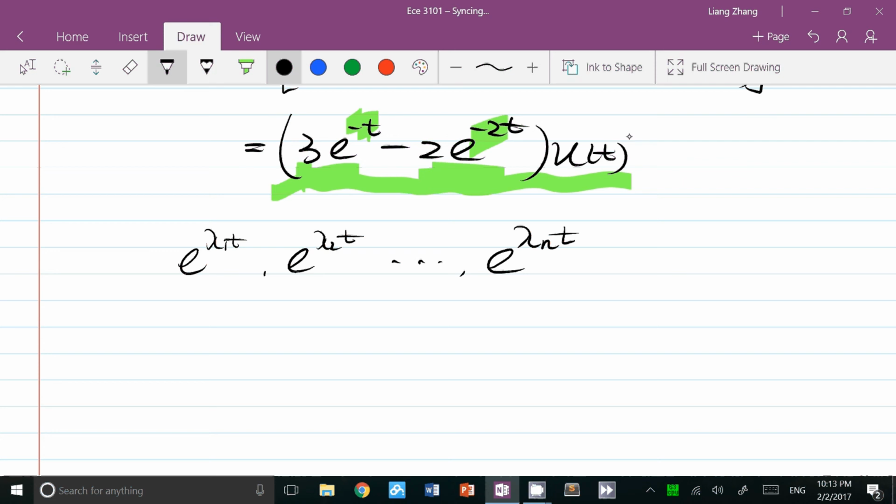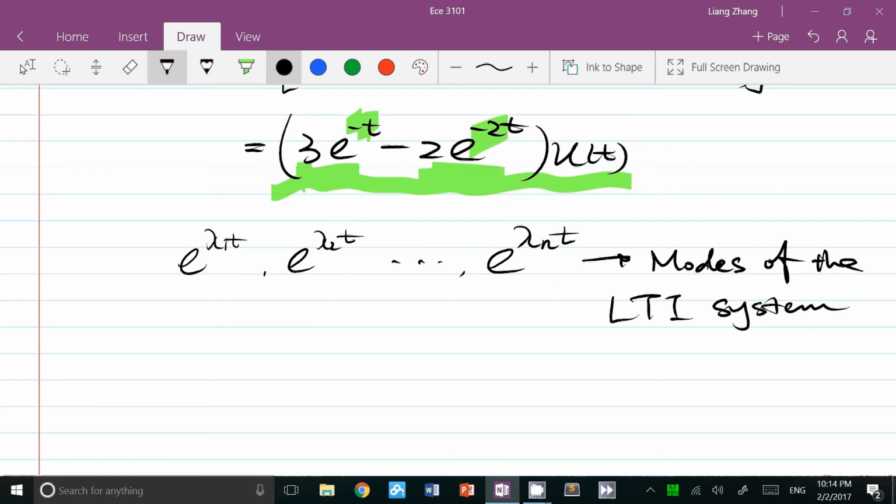All of these are called the modes of the LTI system, because they define the internal property, how the system will behave internally, regardless of whether the response is caused by just the initial condition, or by a short, strong flick. You always see these terms, all these e to the power lambdas.